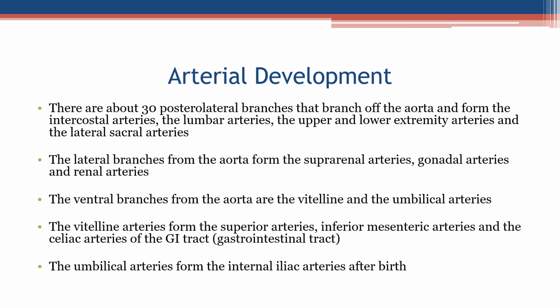The ventral branches from the aorta are the vitelline and the umbilical arteries. The vitelline arteries form the superior mesenteric arteries, inferior mesenteric arteries, and the celiac arteries of the GI tract, gastrointestinal tract. The umbilical arteries form the internal iliac arteries after birth.